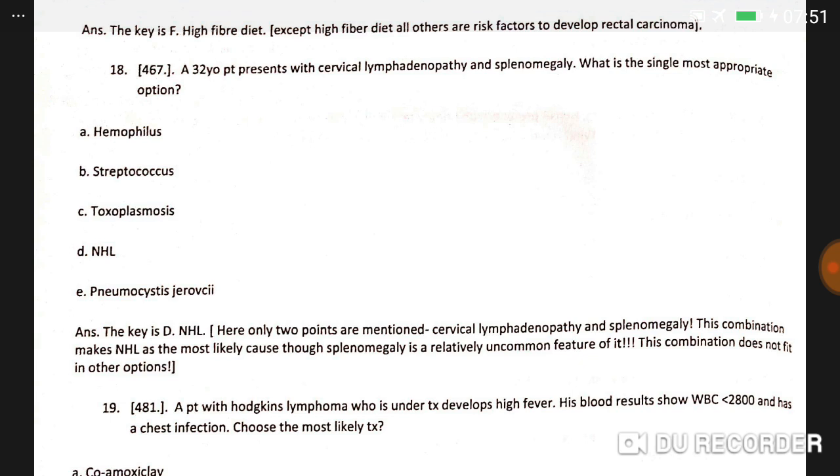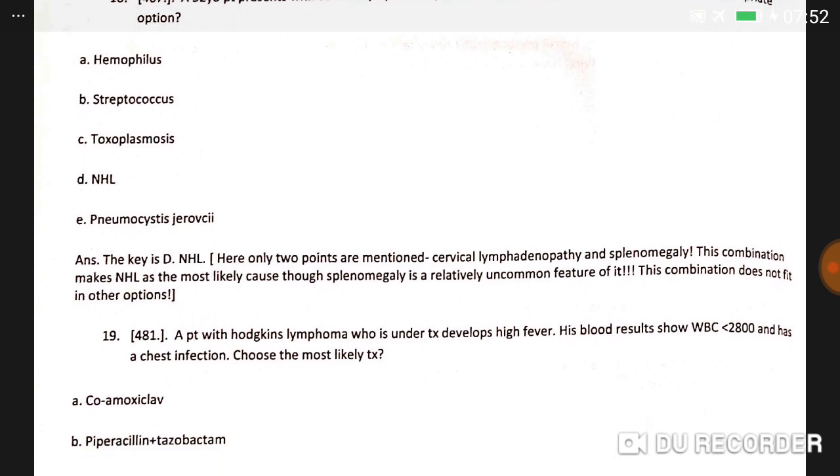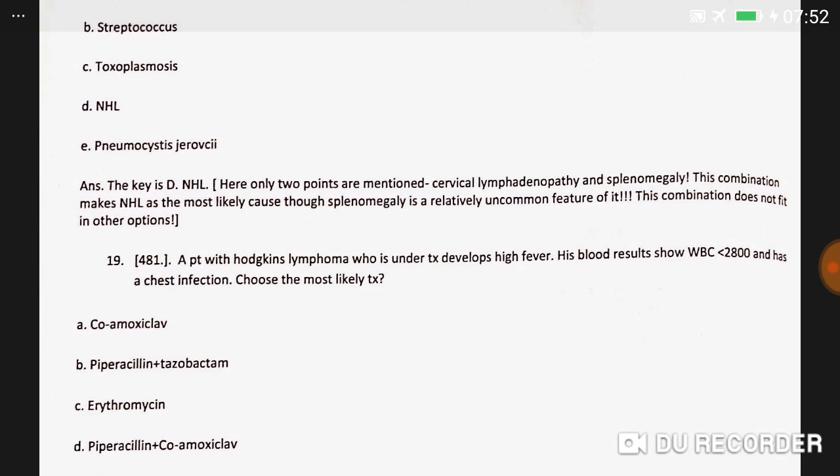A 32-year-old patient presents with cervical lymphadenopathy and splenomegaly. What is the most appropriate option? This is non-Hodgkin's lymphoma. Here only two points are mentioned: cervical lymphadenopathy and splenomegaly. This combination makes non-Hodgkin lymphoma the most likely cause, as splenomegaly is a relatively uncommon feature of Hodgkin's. This combination does not fit the other options.